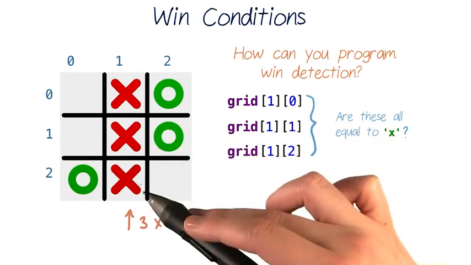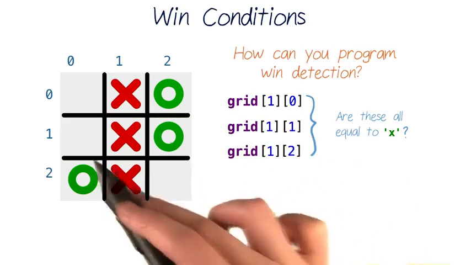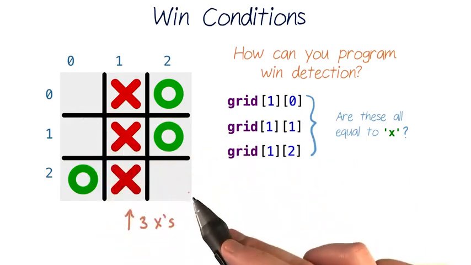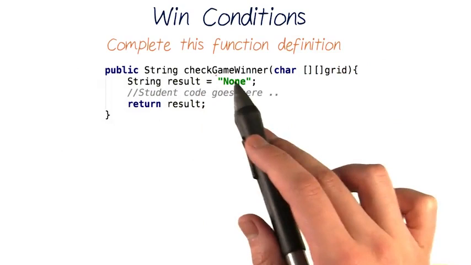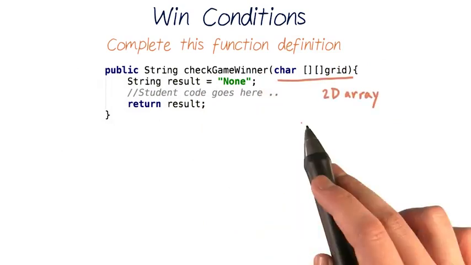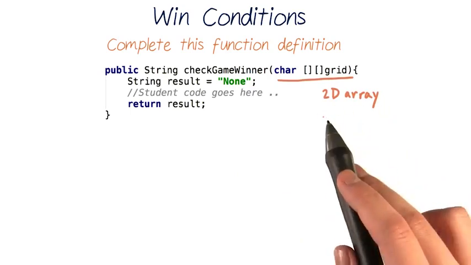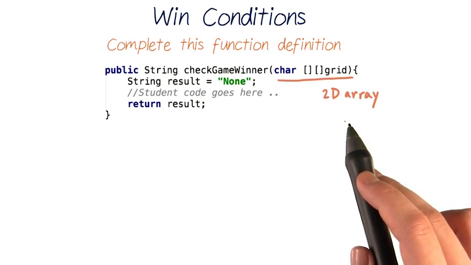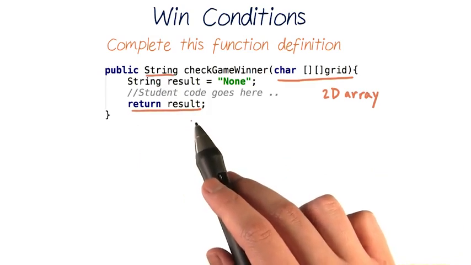Besides this win condition with 3 X's in sequence, there are a lot more to check for O's and for horizontal and diagonal wins. For your project, you should cover all these win conditions by helping to complete a function called checkGameWinner. And we've provided a little bit of the code for you. This function takes in the 2D character array as a parameter. This is the grid that stores the characters X, O, and the dash character. It also returns a string named result that tells us who's won.